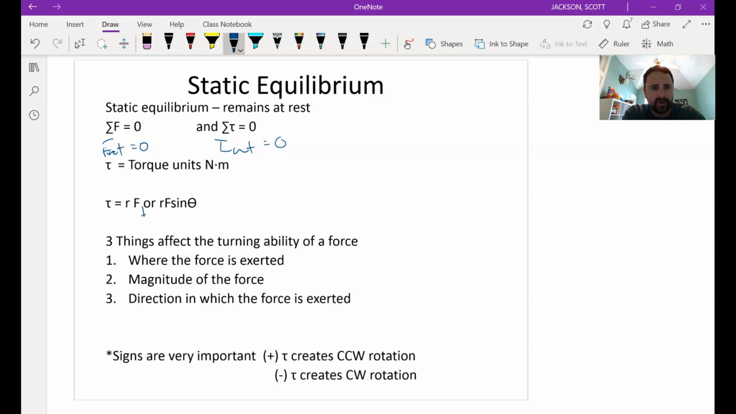Some other things about torque, the units are newton-meters. We said you could do R times F perpendicular, or we said torque equals F times the distance perpendicular, which is also equal to F times lever arm. So we'll be able to use those.